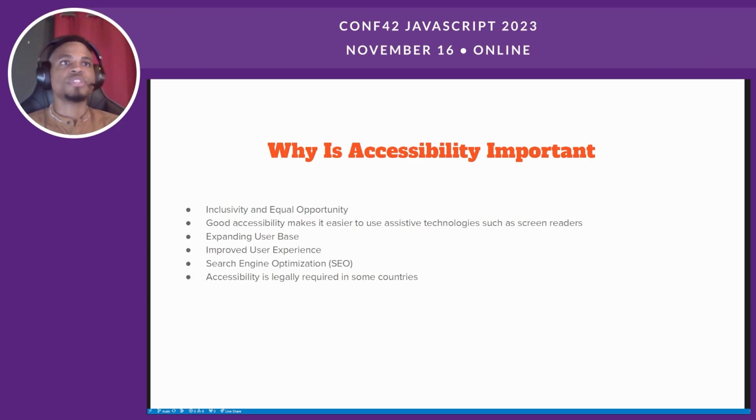Accessibility also helps with search engine optimization. When you develop with accessibility in mind and you follow certain accessibility practices, such as ensuring that all HTML pages have a title, and other practices such as ensuring that images have alternative text, you usually get better search engine optimization, and then search engines will actually rank your websites higher. Finally, accessibility is a legal requirement in some countries.